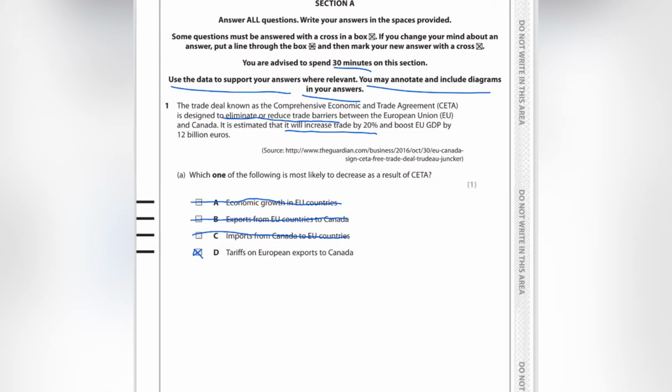Whatever type of trade agreement they have, most likely they're going to reduce trade barriers like tariffs and quotas, for example, and so tariffs on European exports to Canada should be decreased.